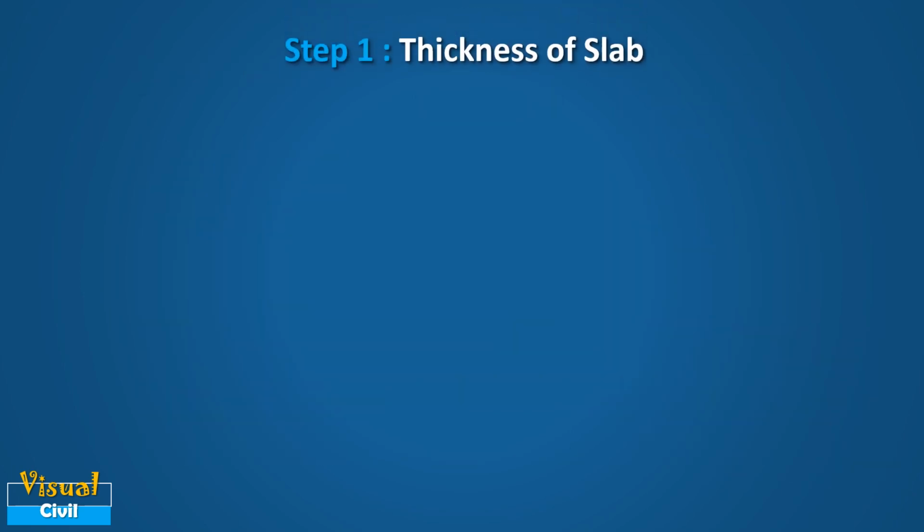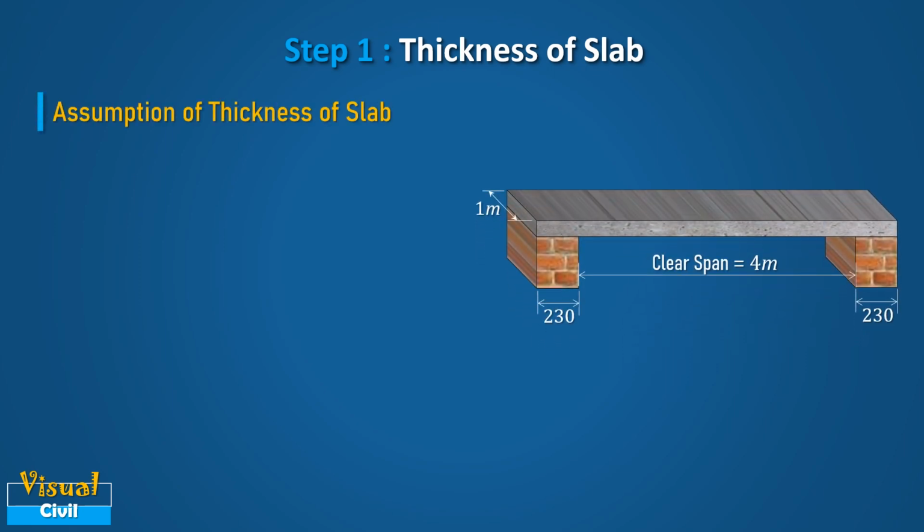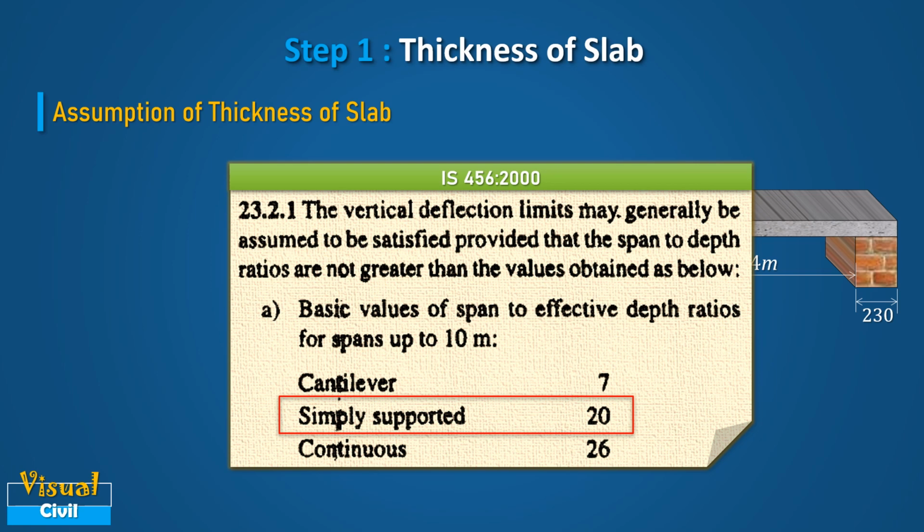Let us start with step 1 by deciding the initial thickness or depth of slab. One-way slab is generally designed as a beam of unit width. Hence, for a given type of support condition, basic values of the span to depth ratio applicable for beams in IS 456 are also valid for slabs.